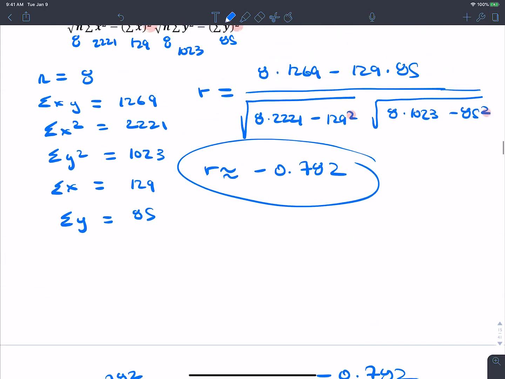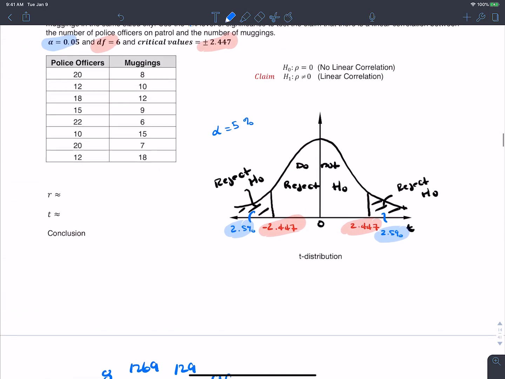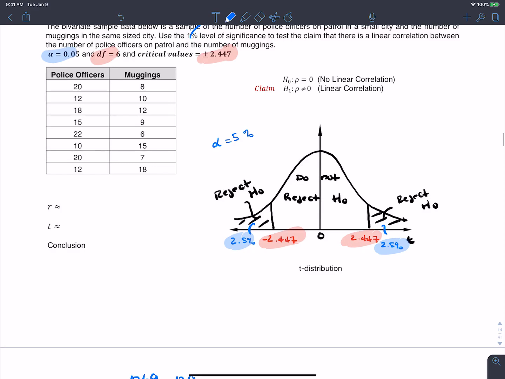And then I go back again and find where that is. Where is that negative 3.073? Is it past negative 2.447? What do you guys think? Is it? Yeah. So I guess there is. We reject the what? We're in the reject the null region, so reject the null. I guess there is a linear correlation, but I want to let you guys know it's really not a very strong one. It's a weak one.